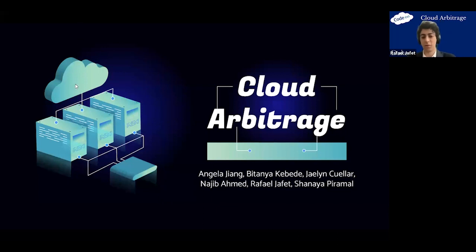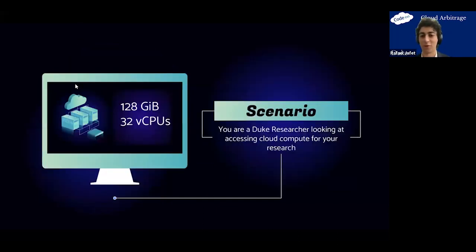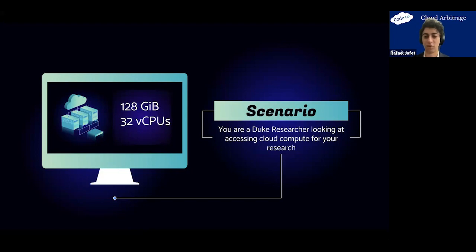And to introduce the problem that we've been working on, we'd like you to think about the following idea. Imagine that you're a Duke researcher who knows that you need around 128 gigabytes of RAM and 32 CPU cores to process whatever workload you have. Now, being a Duke researcher, you have the privilege of having access to the Duke compute cluster's resources, but perhaps the Duke compute cluster doesn't have what you're looking for immediately available at all times, and you might be willing to try your luck looking for these resources in a commercial database.